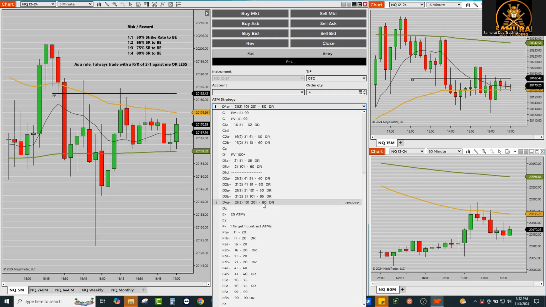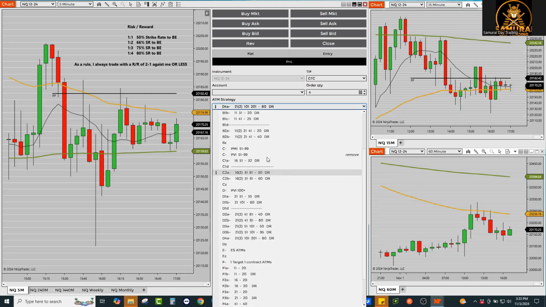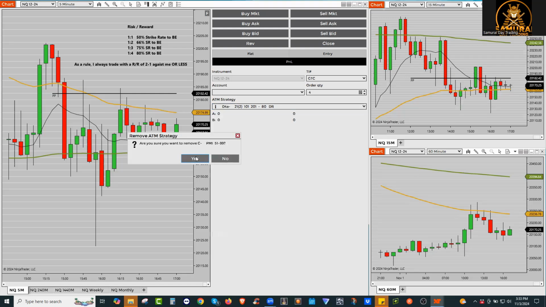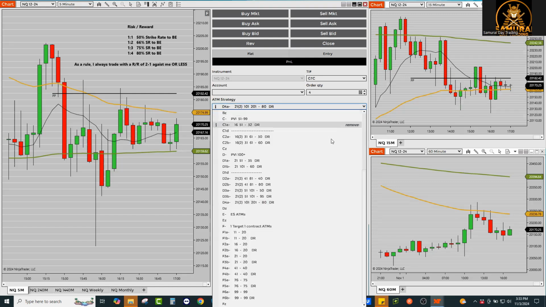All right, very good. So we've done all the ATMs that we need to do for all the different PVIs. Under 50, here are my 2 target ATMs and my 3 target ATMs. The PVI, I can take that off actually. PVIs between 50 and 100, I go, here's my 2 target ATM. And again, you can move that second target around any way you want. And there's my 32 ticks.